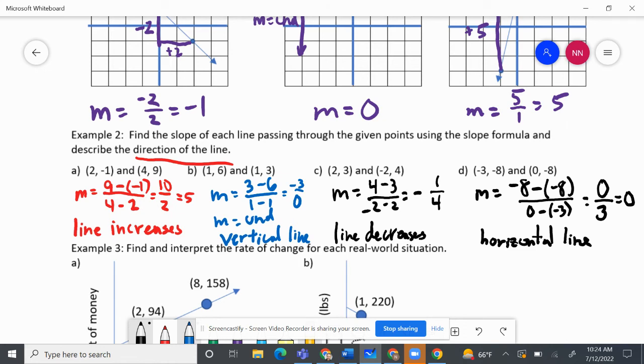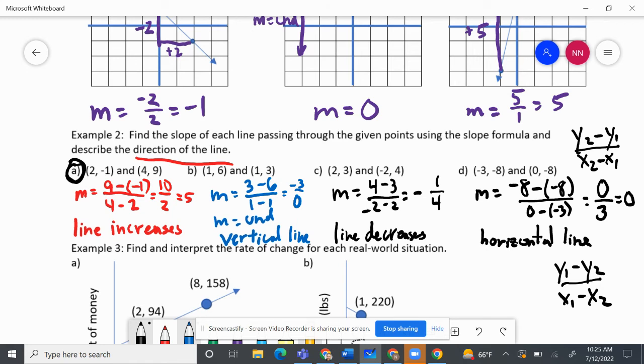Now, technically, the formula is y2 minus y1 over x2 minus x1. But technically, you could switch it around and you could go y1 minus y2 over x1 minus x2. And I want to show that to you in the first example with letter A, just so if you accidentally get the ordered pairs confused, it doesn't matter as long as you're consistent.